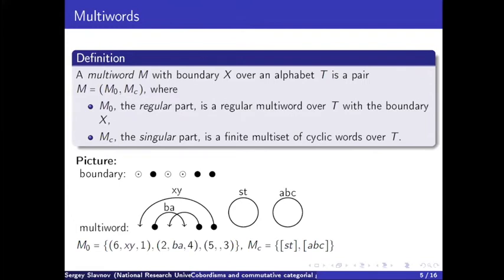Here's an example. So this is a general multi-word. This is the regular part. And there's a singular part which consists of two cyclic words. I depict them as isolated loops. And I repeat that these are not words. They are defined up to a cyclic permutation. So I can write this singular part differently.